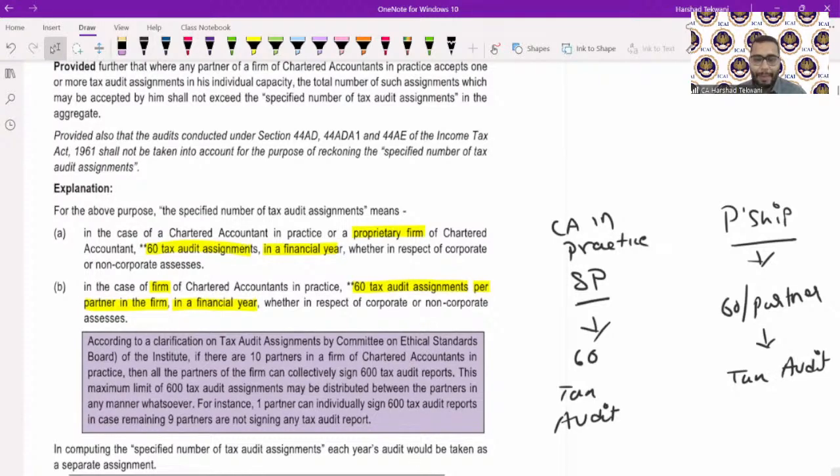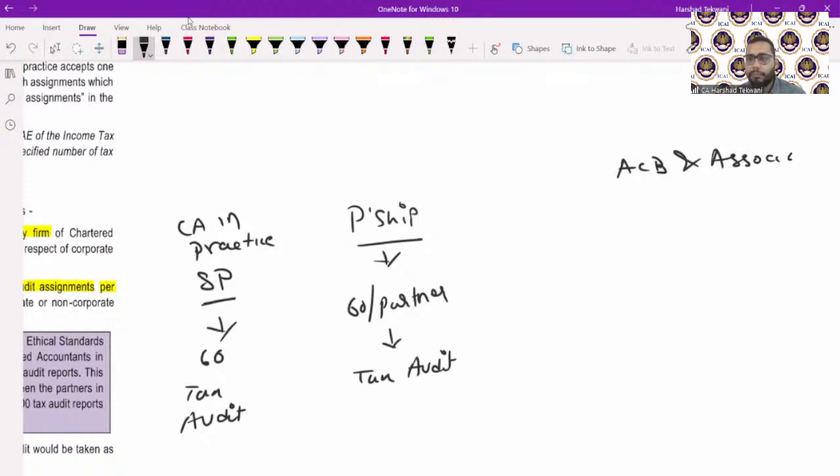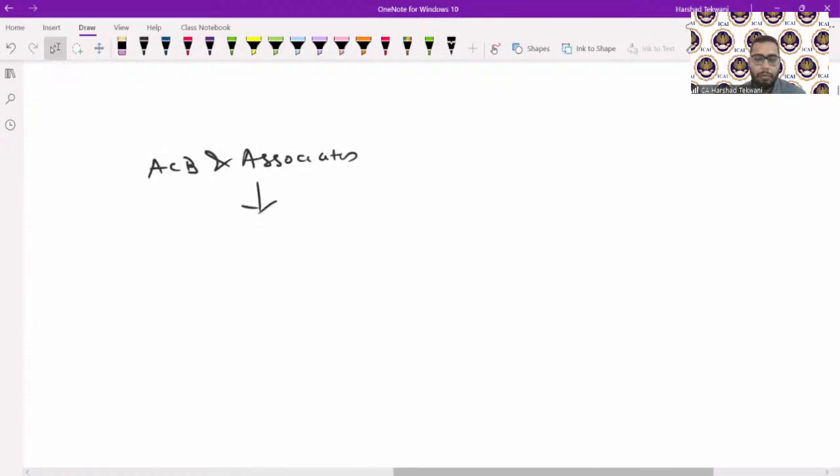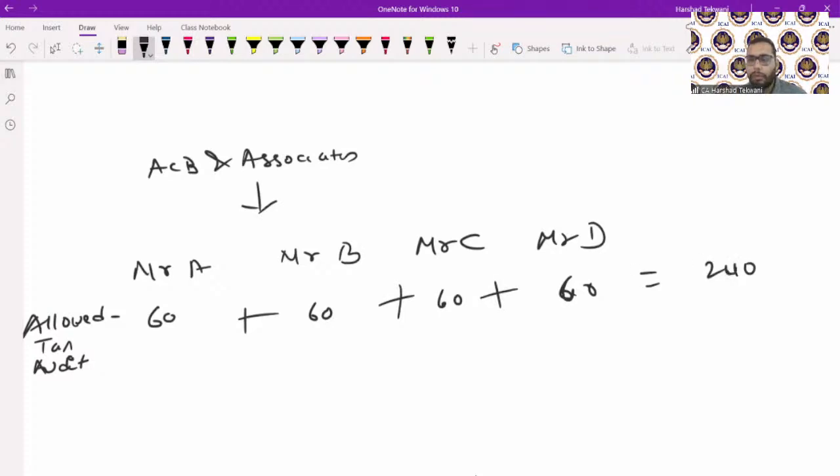Now, one example I'll give you. Let's say ACB and Associates has Mr. A, Mr. B, Mr. C, Mr. D, 4 partners. So per partner 60, 60, 60, 60. This is allowed. So total how much? 240 tax audits are allowed.